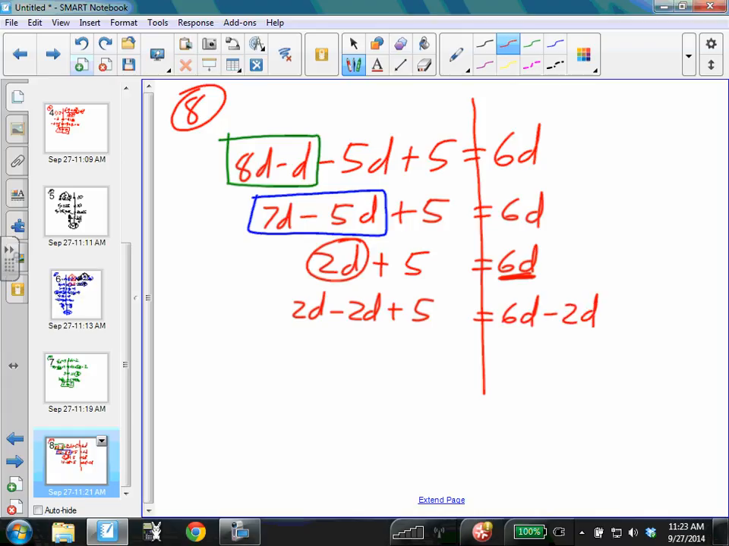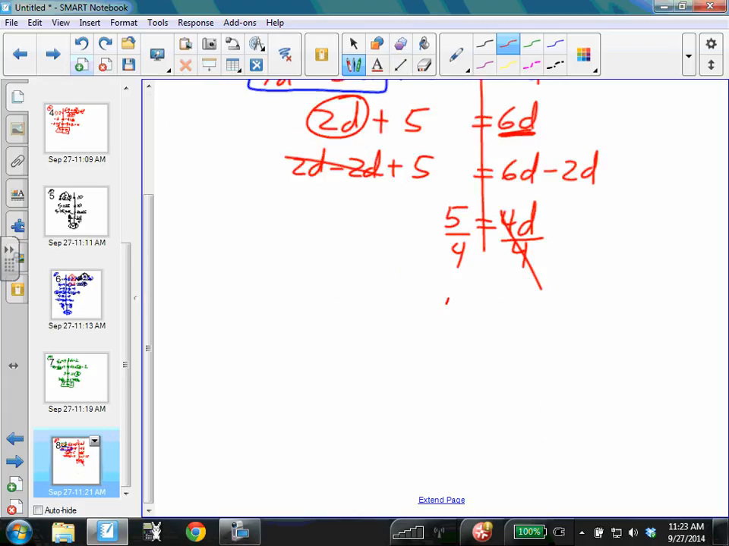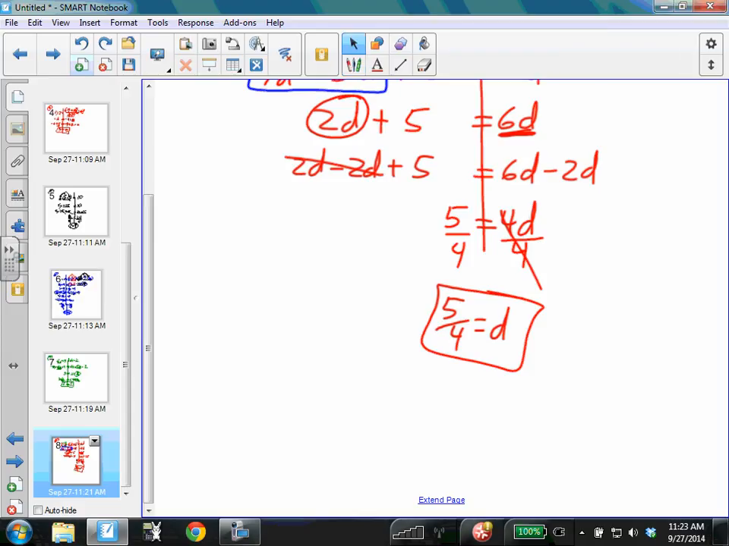So 6d minus 2d. On the left, they cancel, and so 5 is equal to, and on the right, 6d minus 2d is 4d. Now I'm going to divide by 4 on both sides of the equation. The 4s on the right cancel, and I get the fraction 5 over 4 is equal to d, which is fine. I'm just going to leave it that way. You don't have to change that fraction into a decimal or anything like that. If you get a fraction that doesn't divide evenly, you can just leave it exactly the way it is, and there's nothing wrong with that whatsoever. Okay?